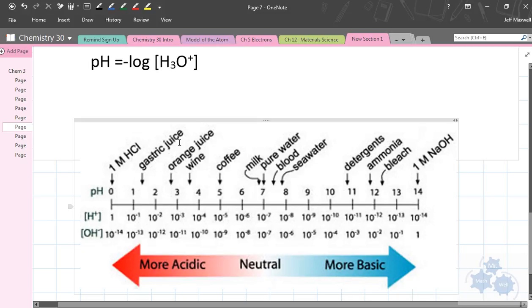Let's look at some others. Gastric juice. That sounds like a drink you might get at 7-Eleven. It's not. That's stomach acid. We talked about that at the beginning of the introduction a couple days ago.